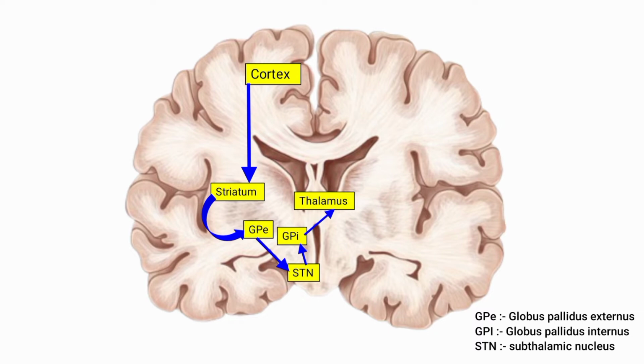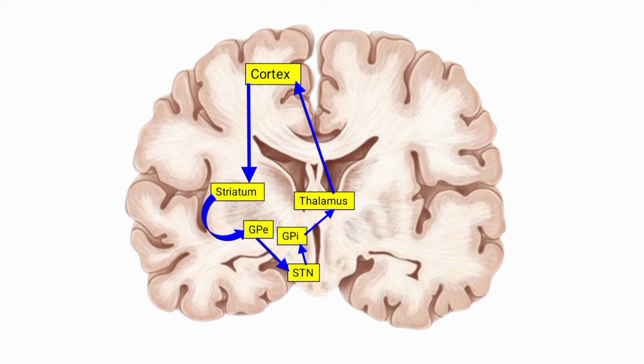What nuclei of the thalamus are we talking about here? The ventroanterior and ventrolateral nuclei of the thalamus. And then the fibers from these nuclei are sent back up to the cortex. This is our basic indirect pathway. Now let's take a look at the mechanism.